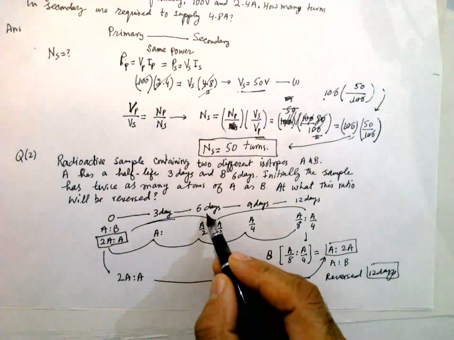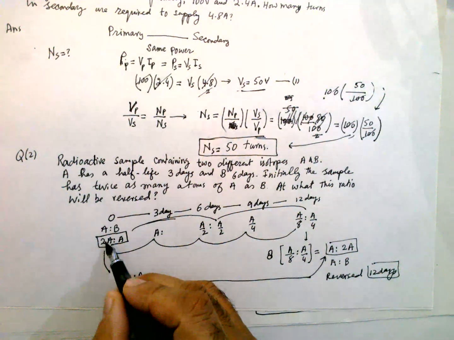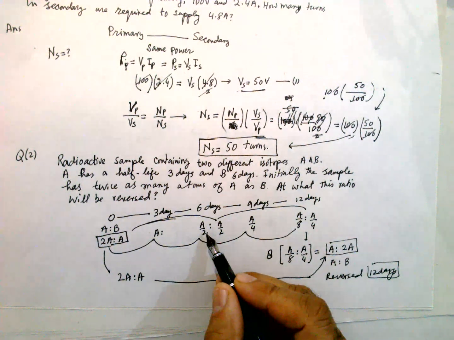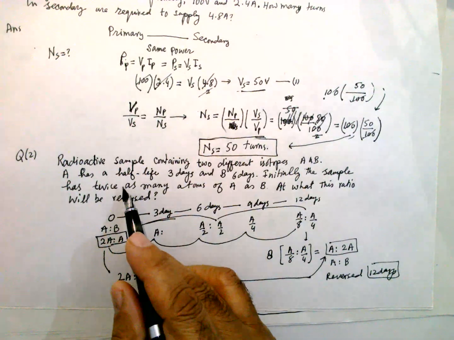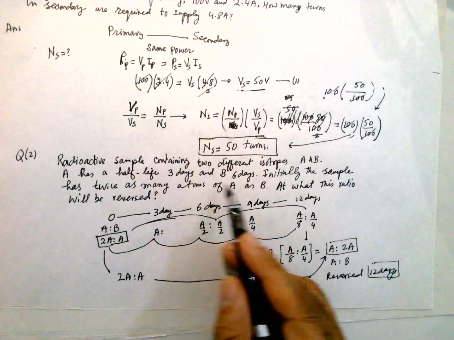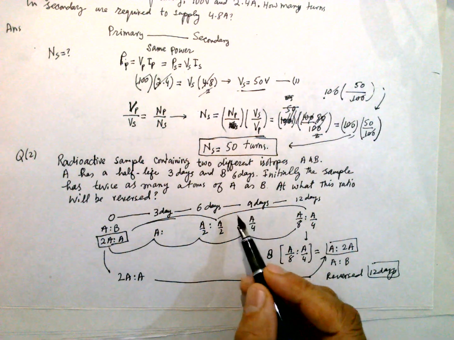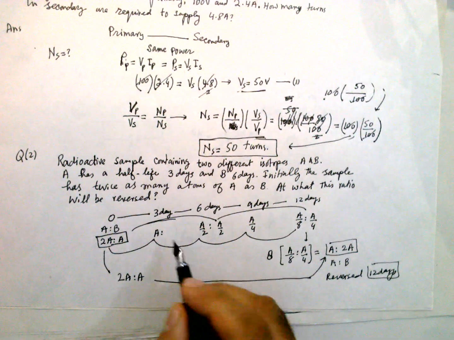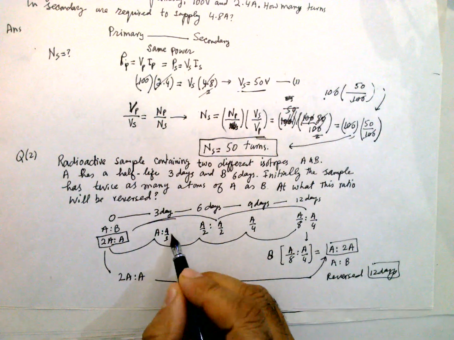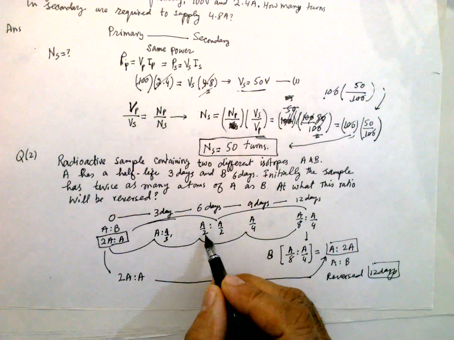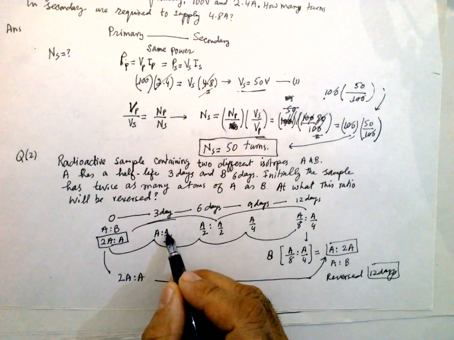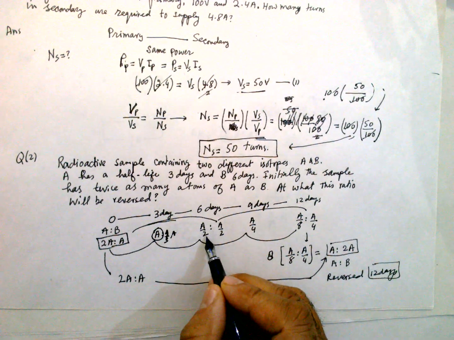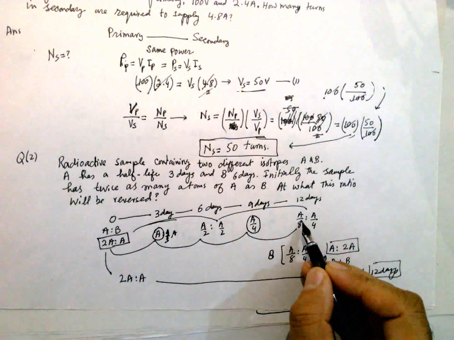So 3 days, 6 days, 9 days and 12 days. Initially A and B is 2A into B, and this will be half. A has a half-life of 3 days and B has 6 days. So A by 2, then A by 4, and then A by 8.